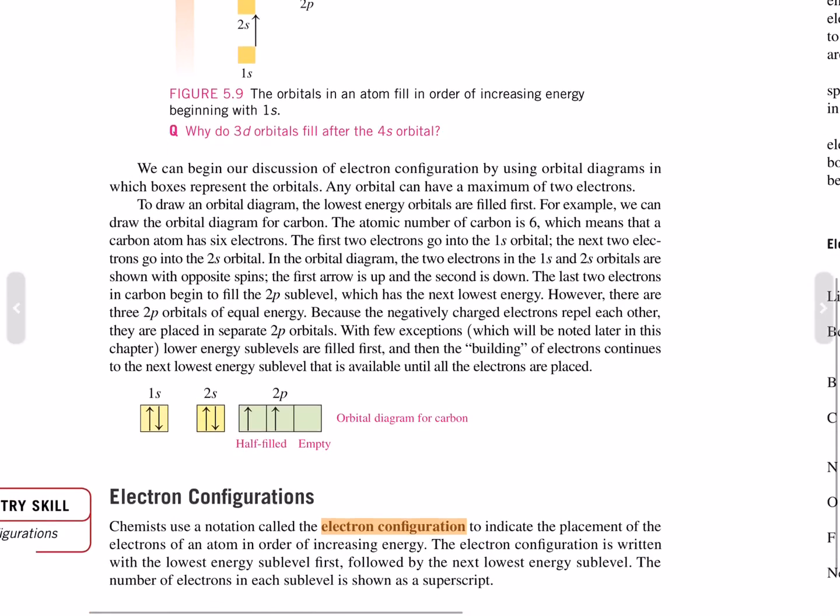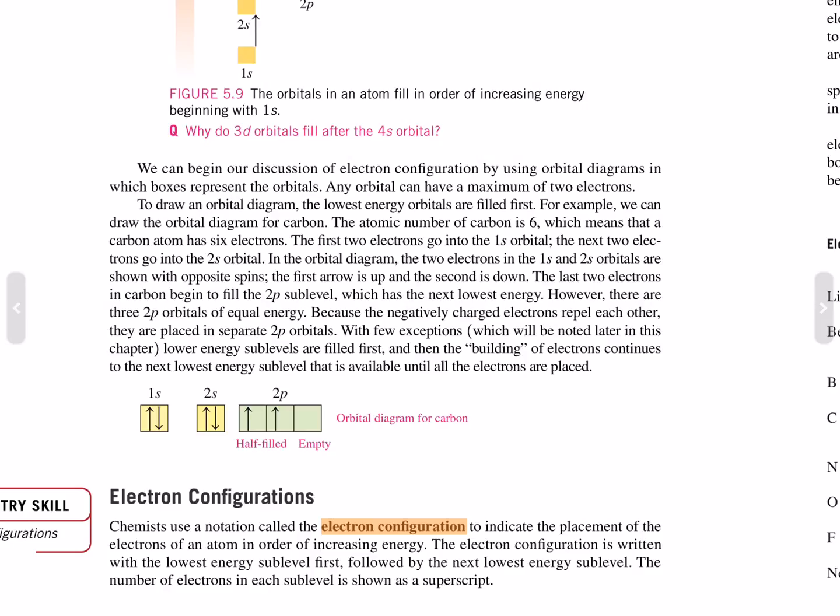We can begin our discussion of electron configuration by using orbital diagrams in which boxes represent the orbitals. Any orbital can have a maximum of 2 electrons. To draw an orbital diagram, the lowest energy level is filled first. For example, we can draw the orbital diagram for carbon. The atomic number of carbon is 6, which means that carbon has 6 electrons.